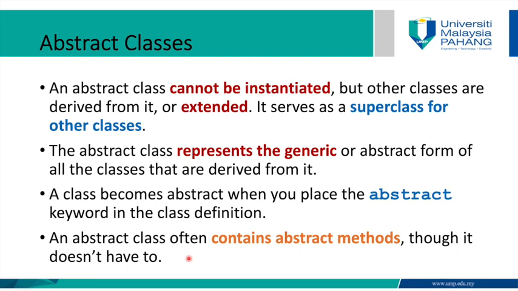In an abstract class, normally you can do both implementation, which means you can write code, and also abstract methods, where there shouldn't be any code or implementation in it. An abstract class often contains abstract methods, though it doesn't have to. It depends. You can include abstract methods or not.